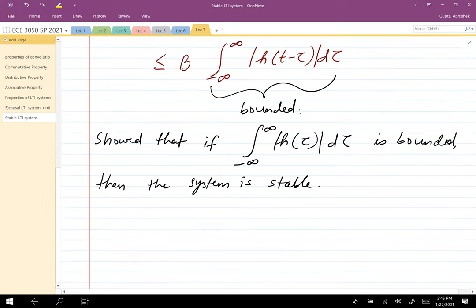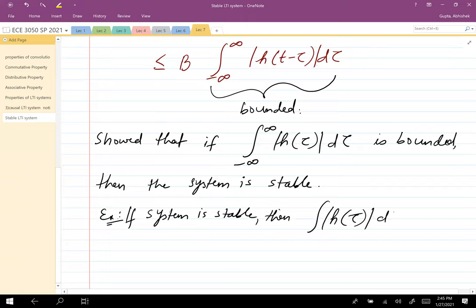In fact, it goes the other way also. So this probably would be an exercise. If the system is stable, then the integral of the absolute value of h of tau d tau is bounded. I'll try to give an assignment question on this example, for this exercise. So you can see for yourself that this becomes both the necessary and sufficient condition for stability for an LTI system. So the impulse response must be integrable, and only then the system is stable.